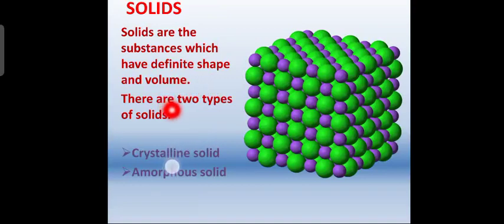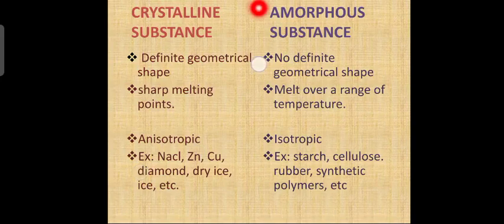Now how many types of solids are present, or how are solids broadly classified? There are 2 types of solids, crystalline solid and amorphous solid. Next slide. Now what is the difference between crystalline solid and amorphous solid? The first difference is that crystalline solids have got definite geometrical shape, whereas amorphous solids do not have definite geometrical shape.